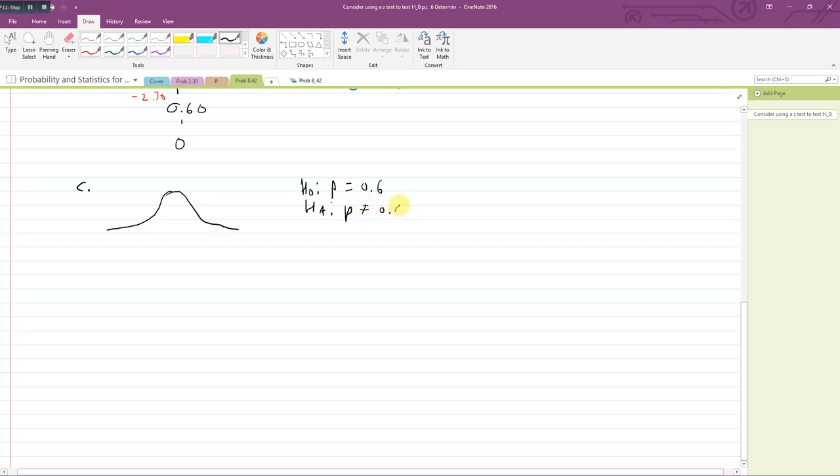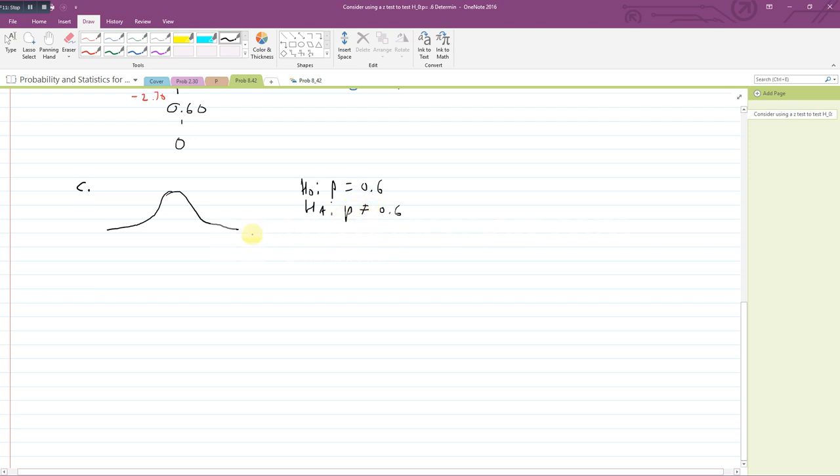So pretty much this is saying, if they give you a problem, the story will go something like this: they found a mean, they're claiming there's a mean of 0.60. A research scientist said, no, it's not. It's a different number, or it's a different mean. And when you see keywords like "it's different," you can say, okay, that means it's not equal.